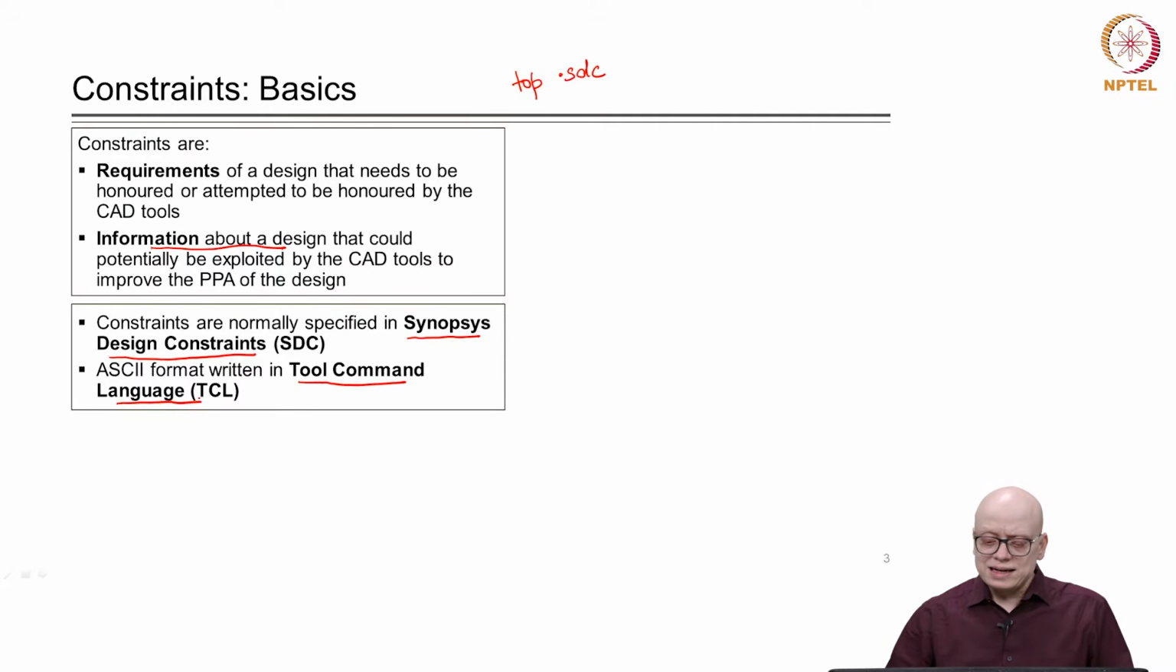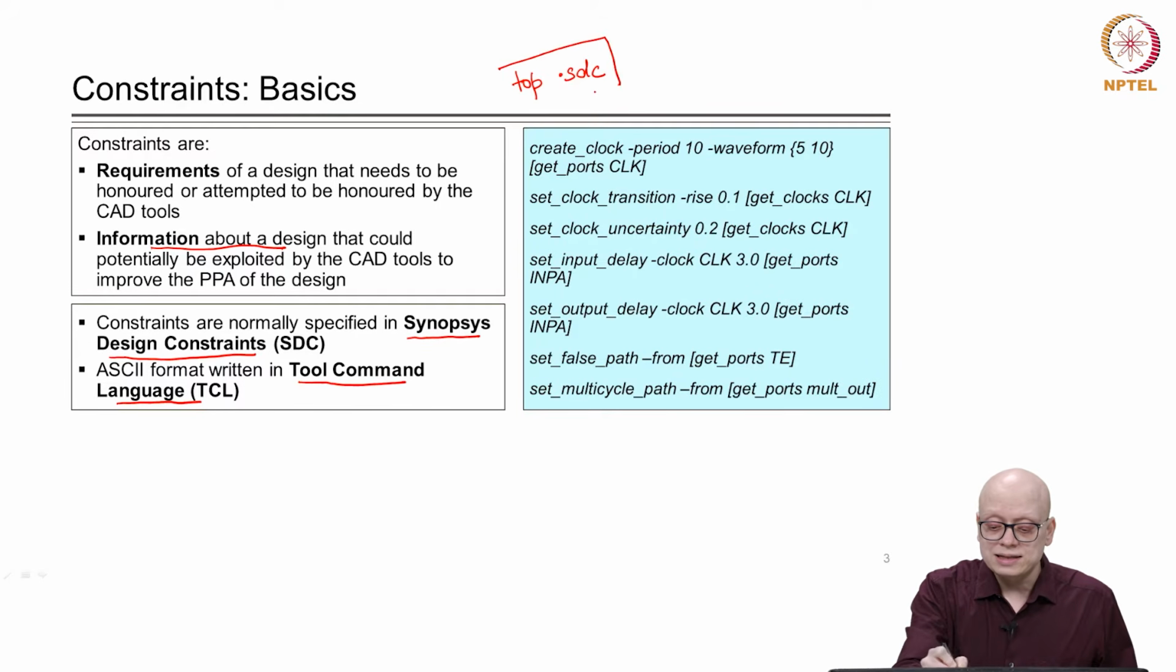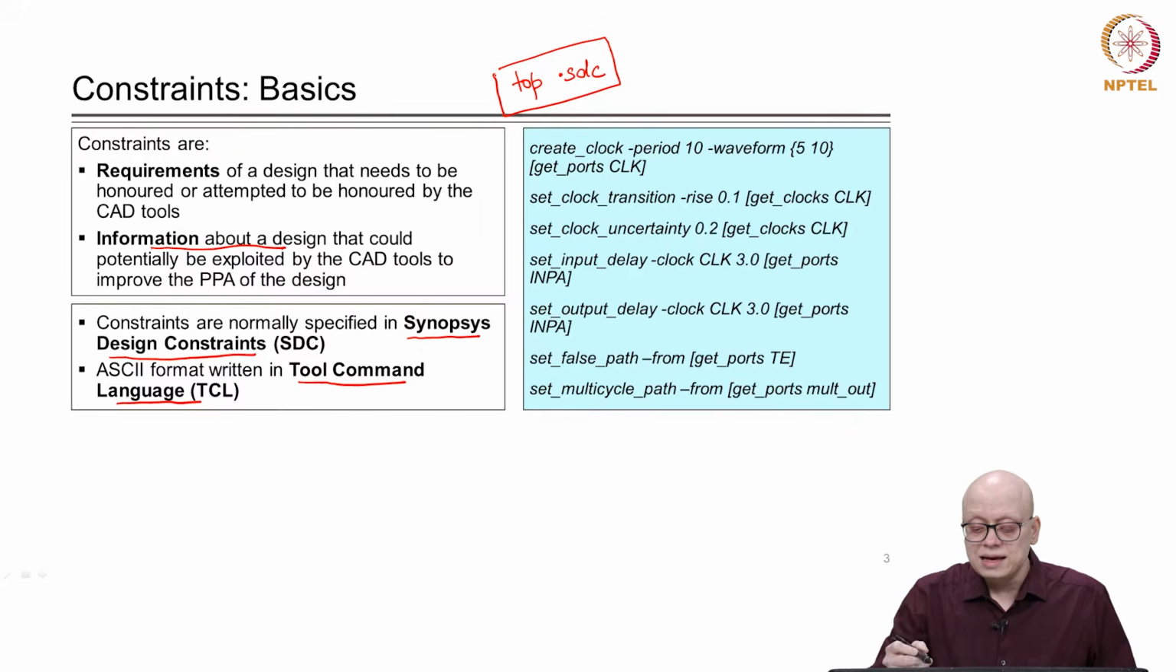So, let us take an example of an SDC file, how it looks like. This is an example of an SDC file. If we write top.sdc, then in this top.sdc these lines which are shown here will be written.